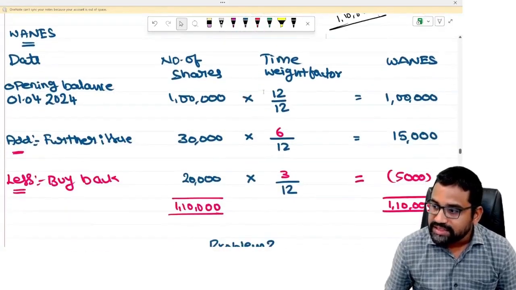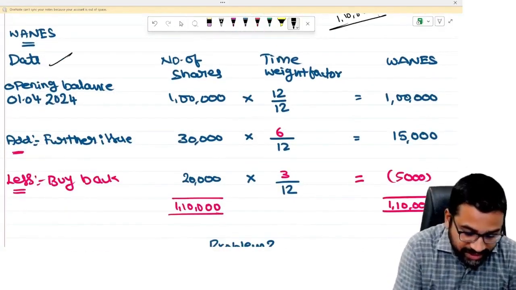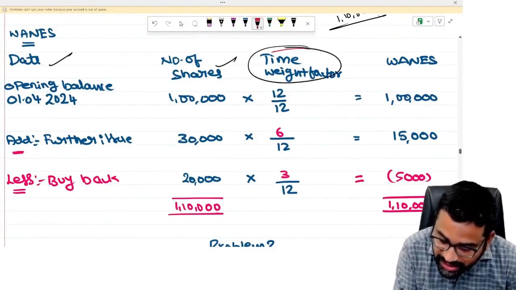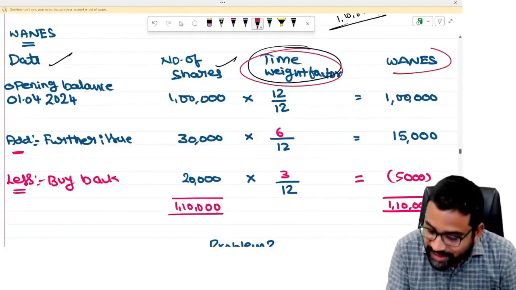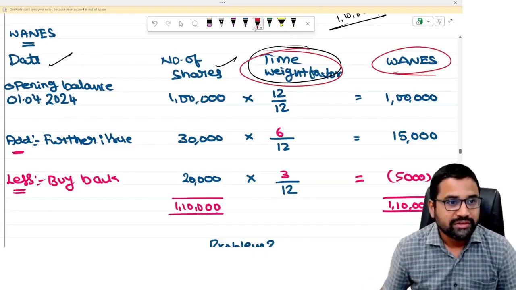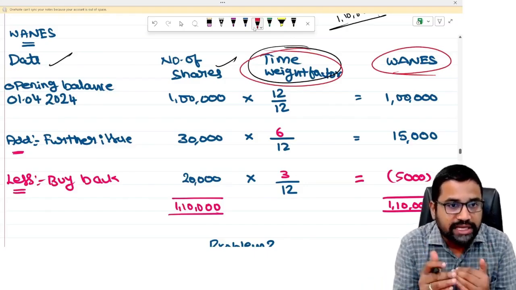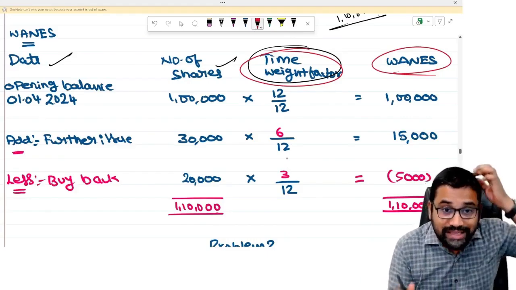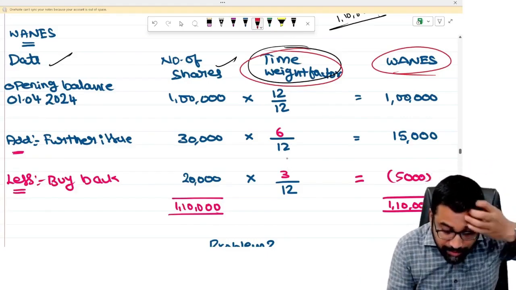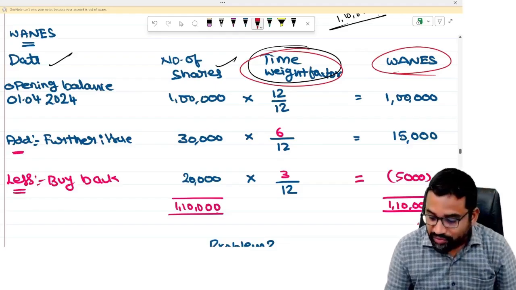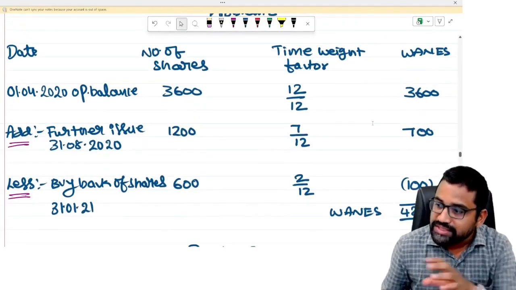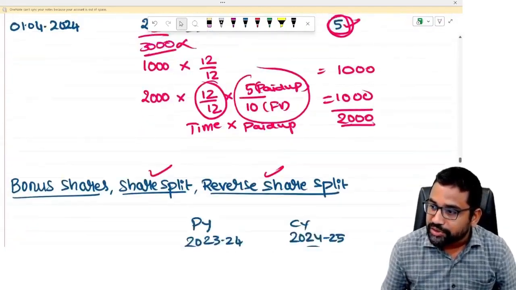So see here, this is how we need to calculate. See, date, number of shares, time weight factor. You see how I presented the time weight factor, then the weighted average number of shares. For example, 1 lakh shares into 12 by 12. Further issue 30,000 into 6 by 12, as they are outstanding for 6 months. Minus buyback 20,000 into 3 by 12. Therefore 1 lakh 10,000. This is how you need to calculate the weighted average number of shares. Then I solved some questions relating to it.